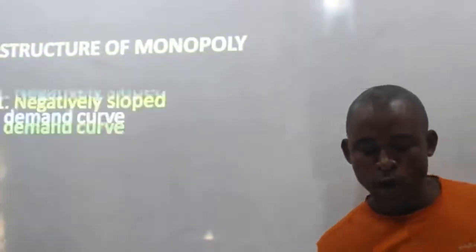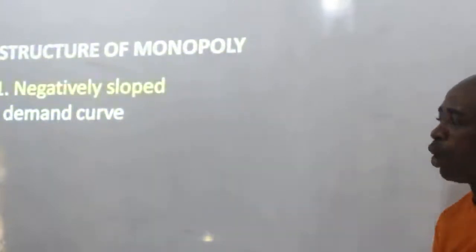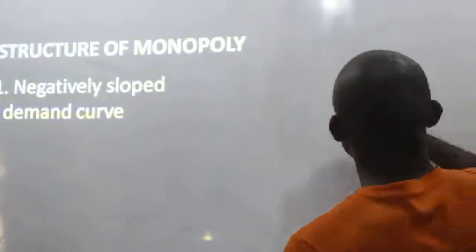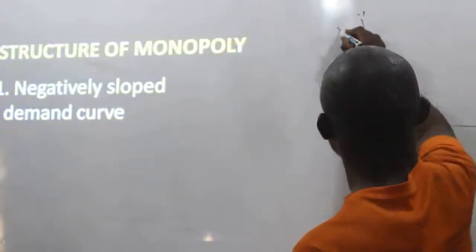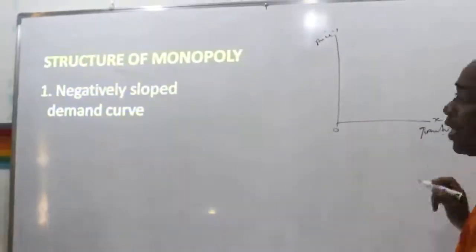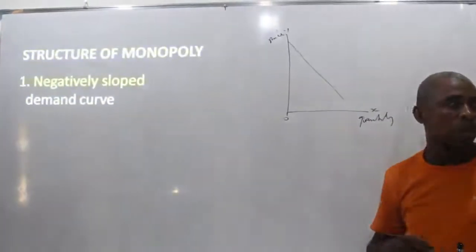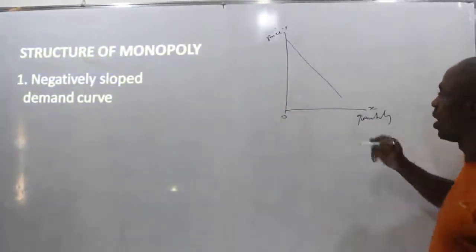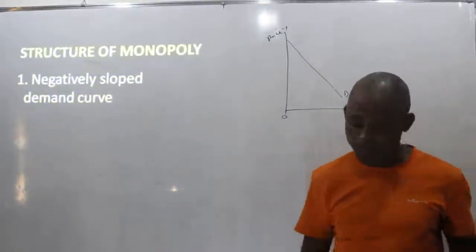Now, let's look at the structure of the monopolist. Structure of monopoly. It has a negative slope demand curve. Now, this is the negatively sloped demand curve. We have our price here. We have our quantity here. It means the demand curve is like this, negatively sloped. That is one structure of the monopoly.